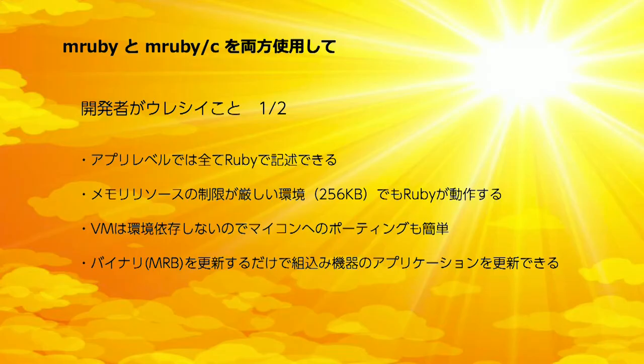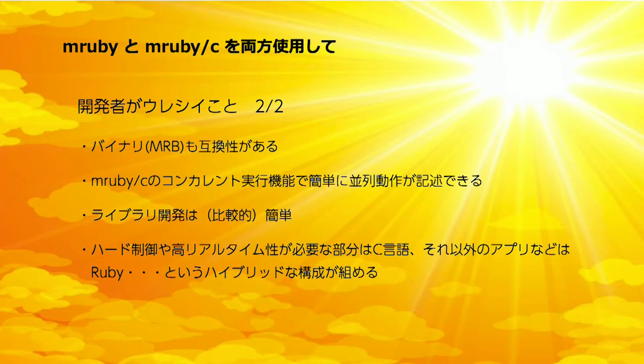And mruby and mruby/c, both were used, and in doing so, there were some benefits because everything was written using mruby and mruby/c. And also, even with a limited resource like the 256 KB, it worked, and also it is not dependent on the environment. And the application update was easy because it's not dependent on the environment, and also binary interoperable with the binary system.